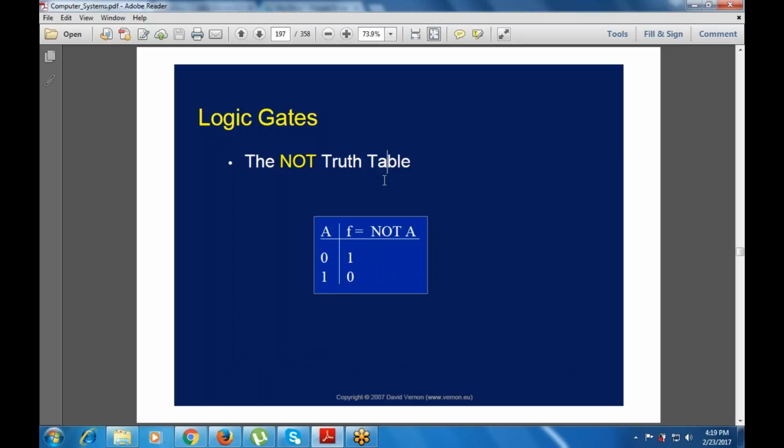The next one is the NOT truth table. That means reciprocal. Reciprocal means inversion. That means 0 becomes 1 and 1 becomes 0.